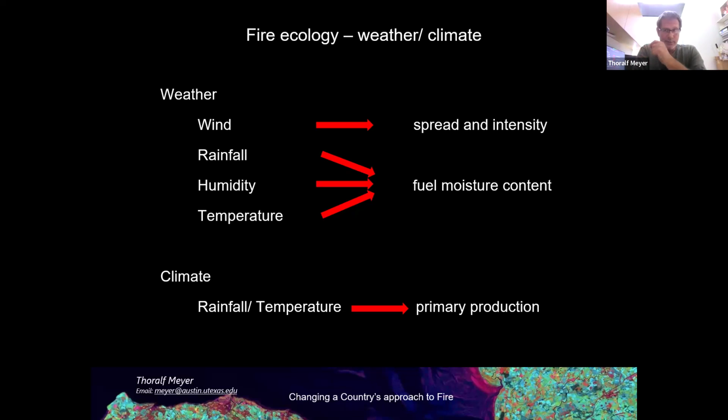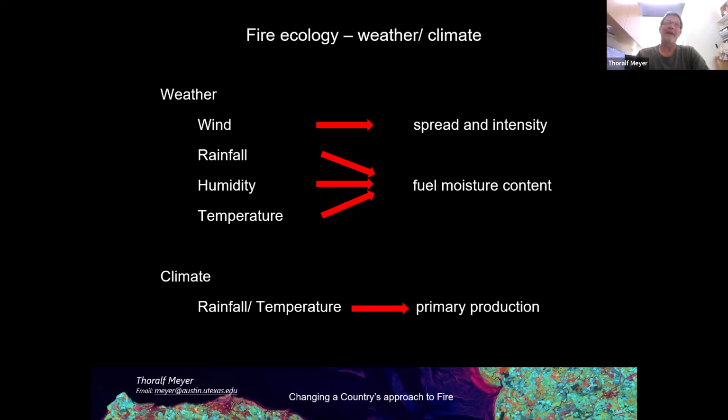Versus climate, which also plays an important role because climate is one factor that in the long run is responsible for certain characteristics of biomes or ecosystems. And it is climate where long-term rainfall, long-term temperature, etc., are responsible for the primary production. So the primary production, so net primary productivity, is nothing else but an expression of the amount of fuel that is available in a particular system.